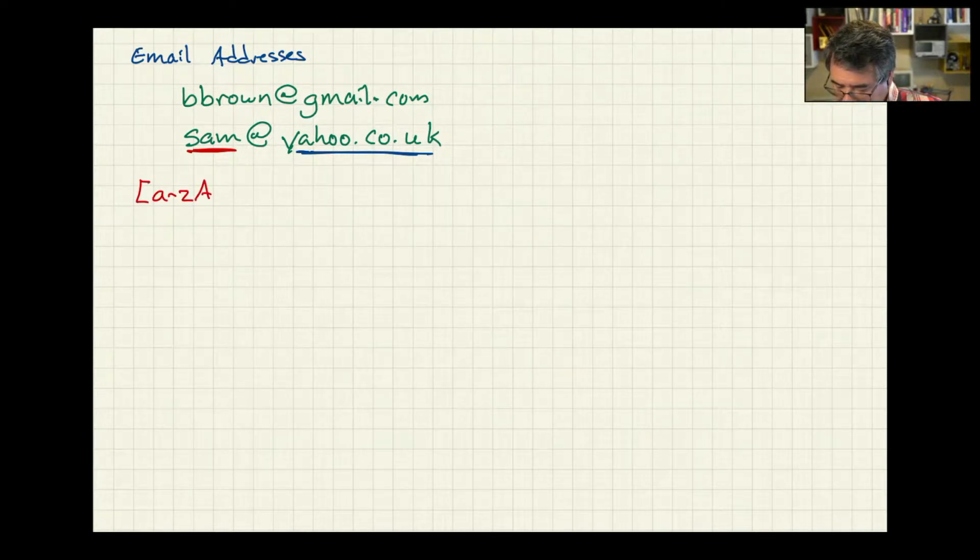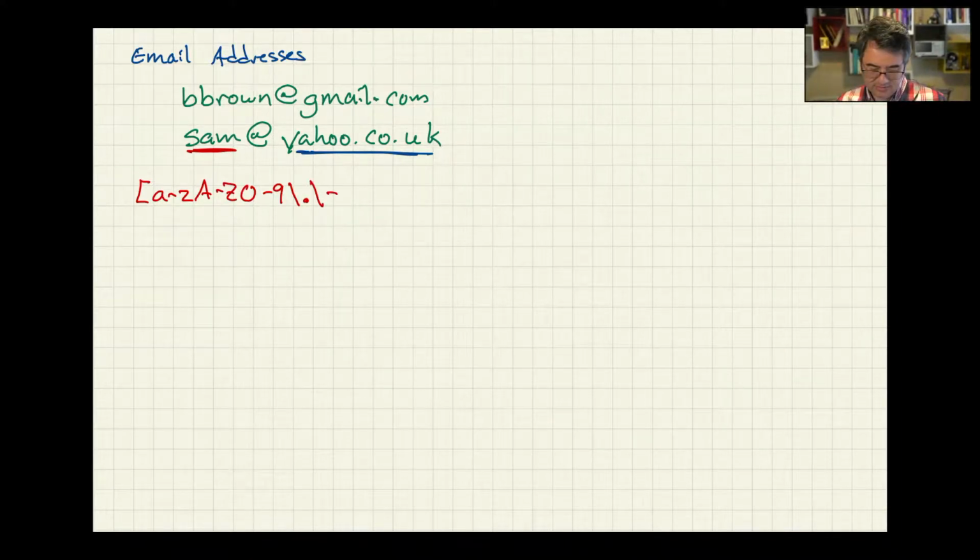Letters, numbers, and then since the dot is a meta character, we need to put a backslash in front of it. And since the dash is also a meta character used for the ranges of characters, we need to put a backslash in front of it. And then finally, underscore. Underscore is not a meta character, so it can just sit by itself. So one or more of those. Letters, numbers, dots, dashes, and underscores. One or more.